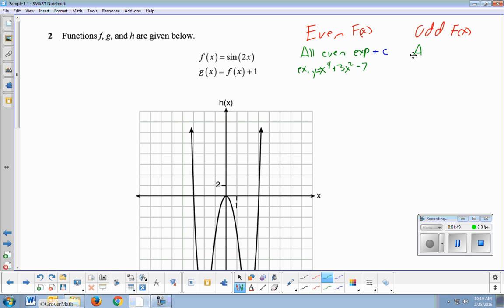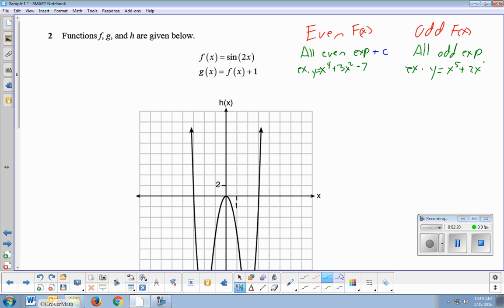Odd functions have all odd exponents. So, for example, y equals x to the fifth plus 2x to the first. Odd exponents only. 1, 3, 5, 7, and so on. So this cannot have even exponents, 2, 4, 6, and it also can't have constants. Now, this has to be even degree, meaning the highest exponent is even, and this has to be odd degree, the highest exponent is odd.